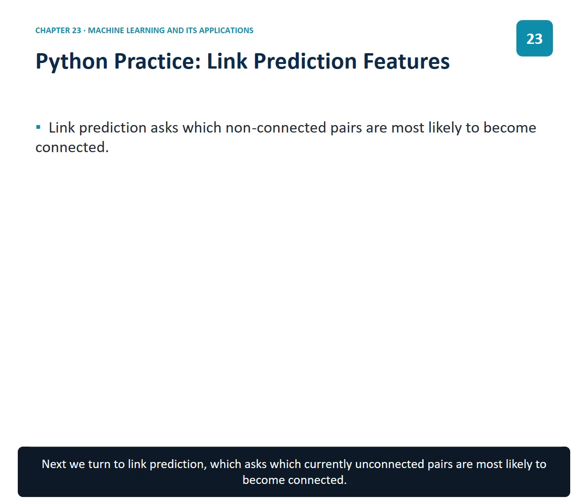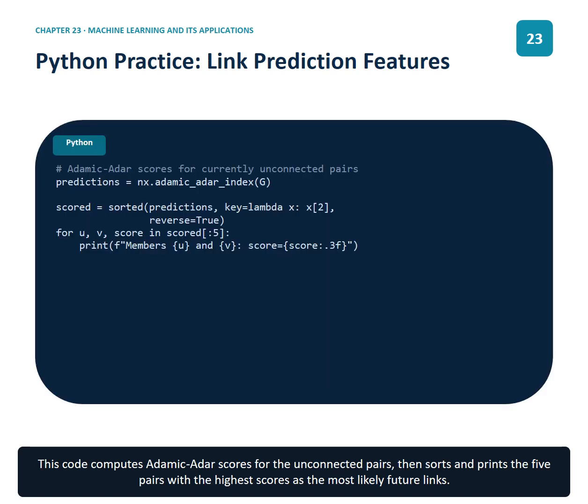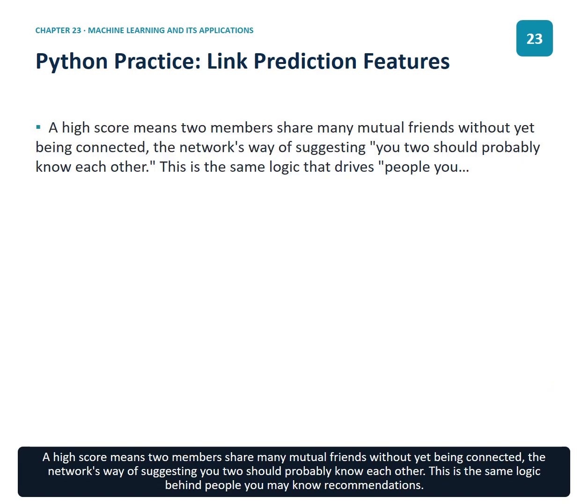Next, we turn to link prediction, which asks which currently unconnected pairs are most likely to become connected. This code computes Adamic-Adar scores for the unconnected pairs, then sorts and prints the 5 pairs with the highest scores as the most likely future links. A high score means two members share many mutual friends without yet being connected, the network's way of suggesting you two should probably know each other. This is the same logic behind "people you may know" recommendations.